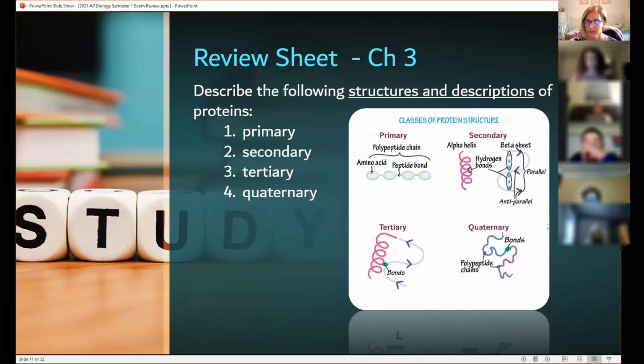Quaternary is the whole structure, add a bunch of polypeptides together. Ultimately, this shape determines its job, and if you mess up the shape, you mess up the job, right? We talked about pH and temperature.